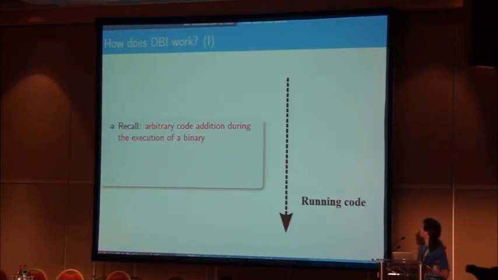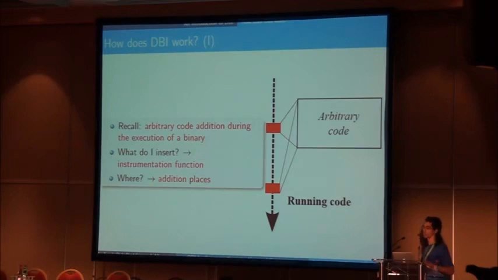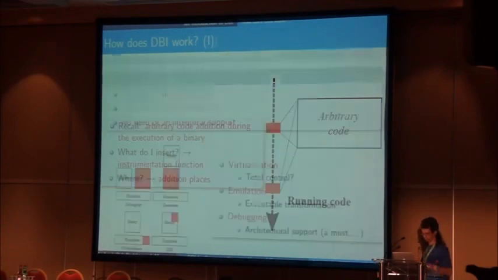Recall that we have said that we can add any arbitrary code during the execution of a binary. So we will have here the running code of our binary, and we need to define what we want to insert. This is done by something called the instrumentation function. With this, we can define what we want to insert, and then we have to define the places where we want to add this code. So for instance, we have our binary, and I can say, okay, I want you to execute this code only at this point and only at this point, okay?